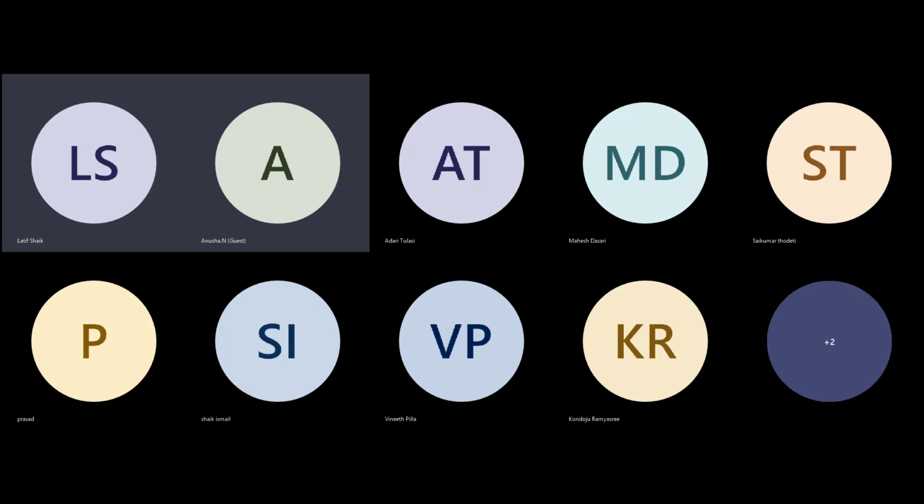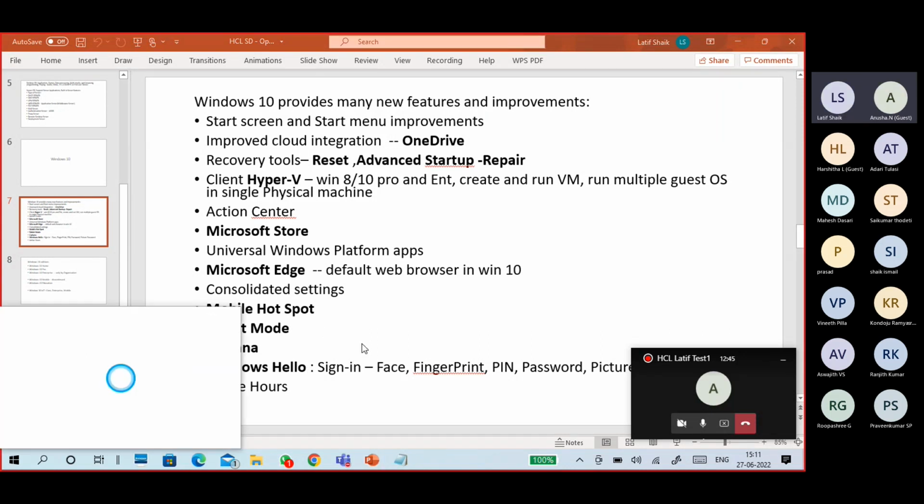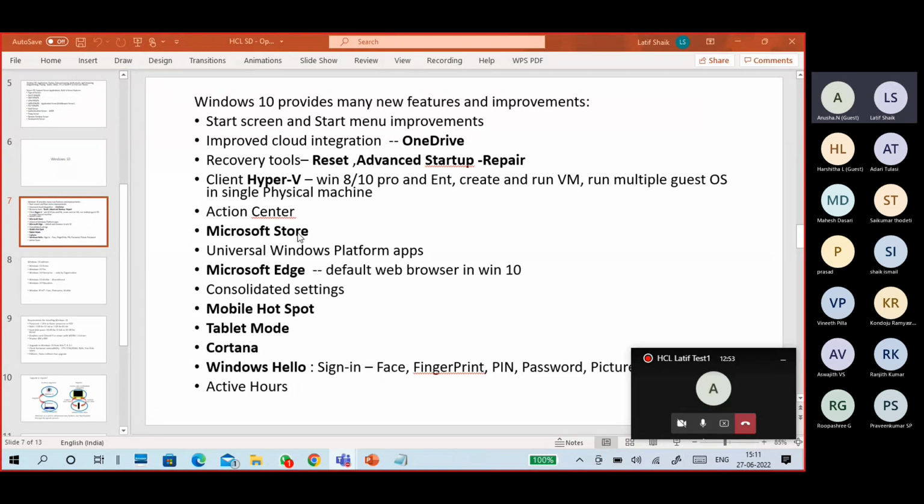About Windows 10 features. Cortana is like a voice assistant. Microsoft Edge is the default web browser. Microsoft Store is where you install applications, like you have a Google Store, app stores are there, no? So like that it is that one. And if you want to build your own application, or maybe for Microsoft you want to build an application, that is the Universal Windows Platform.